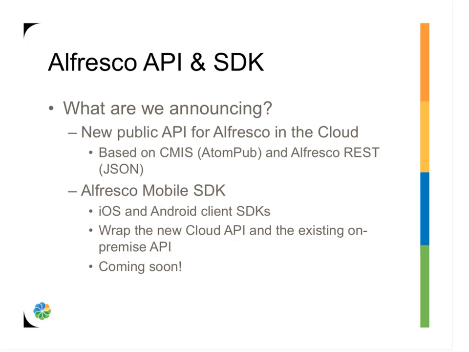Now, in addition to the API, we also announced the impending availability of the Alfresco Mobile SDK, which is an iOS SDK and an Android SDK, which just wraps the API and helps you work with the API. So if you want to get started today doing mobile app development on top of the public Alfresco API, you can do that, just work with the API directly. But by the end of October, the SDK should be out, and that would help you do that a little bit more efficiently.